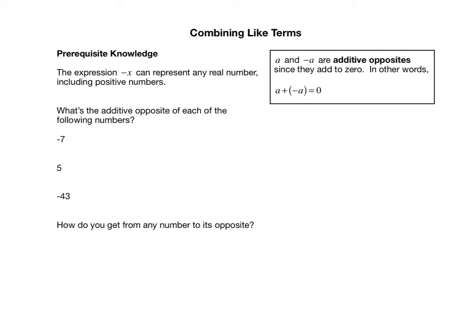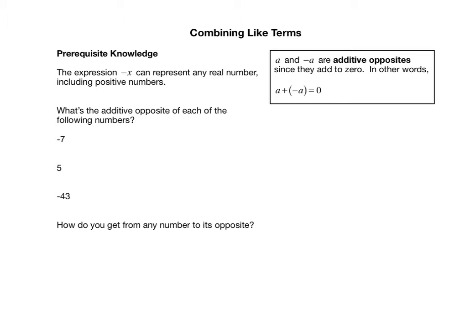When we say opposite, we really mean additive opposites. So the expression A and the opposite of A are additive opposites since they add to zero. So two numbers are additive opposites of one another when they add to zero. So let's go down here and get the additive opposites of these three numbers.